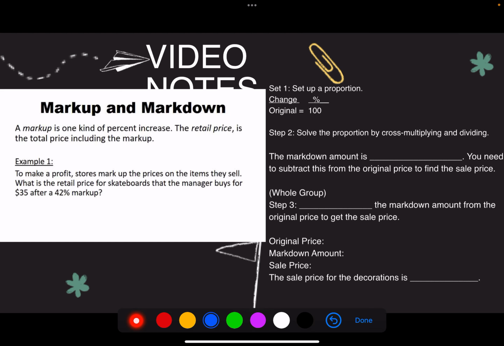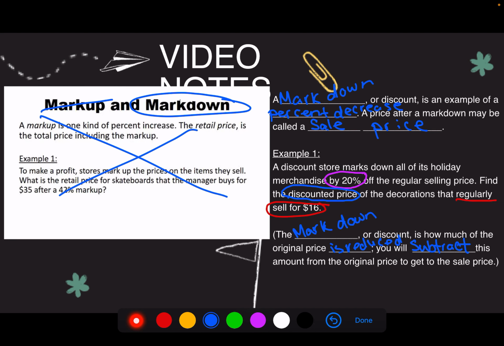Okay, our second part. So step 1 says to set up the proportion. So we are going to go back to our previous slide, and we're going to look at this example. So to set up our proportion, I'm going to set it up here. And the first thing we have is 20%. So 20%, we know that that's going to go over what? 100 is correct because percent always goes over 100.